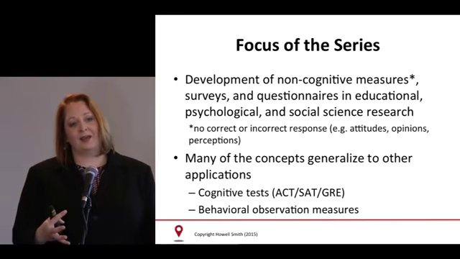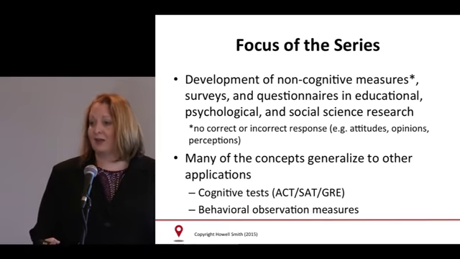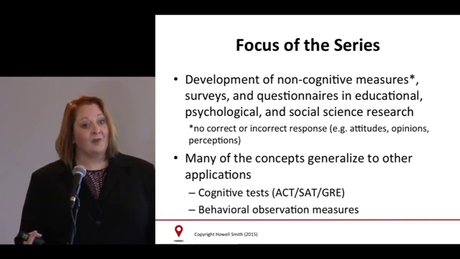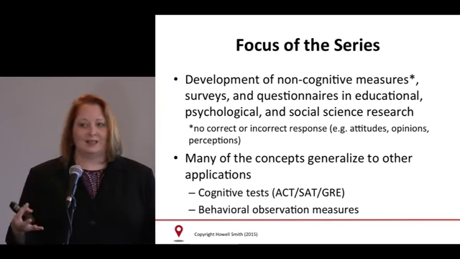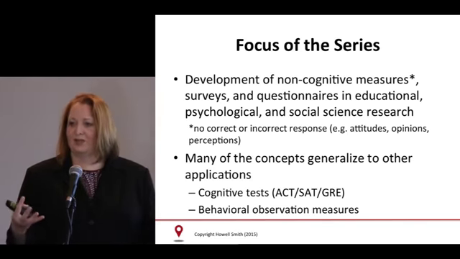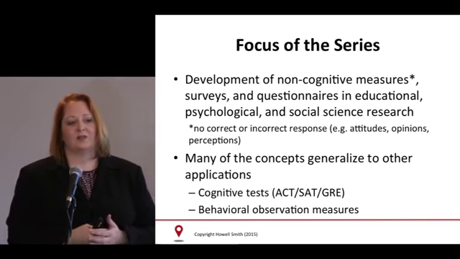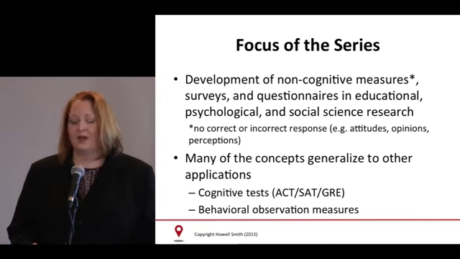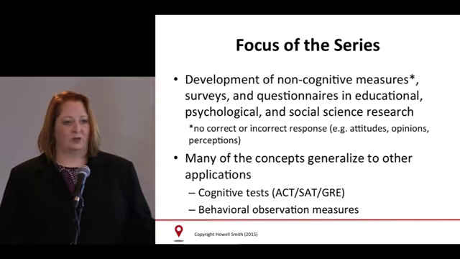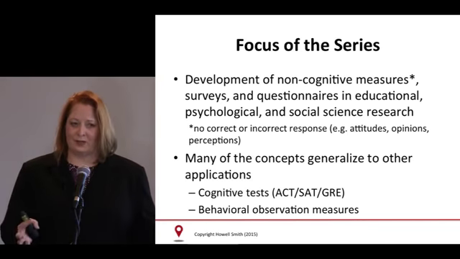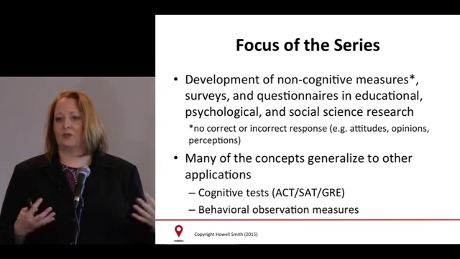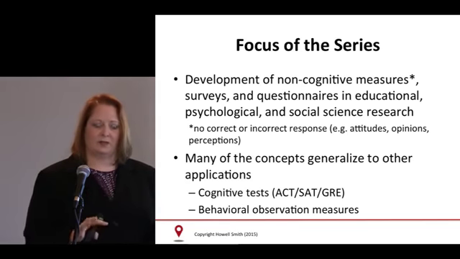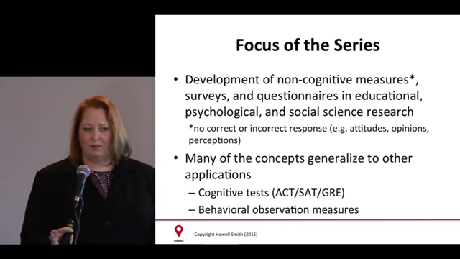So the things we're talking about, though, would clearly apply to cognitive tests. Those are things that have a right answer. So we've all taken an ACT, an SAT, a GRE, those types of things. Those would be examples of cognitive tests. Or also there's behavioral observation measures. So that's a different kind of measure. We're not going to be using those types of things as examples as we go through our 3 presentations. So that just sort of lets you know where we're headed.